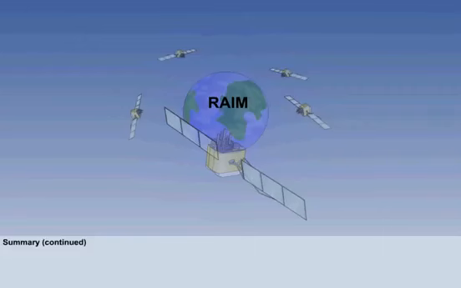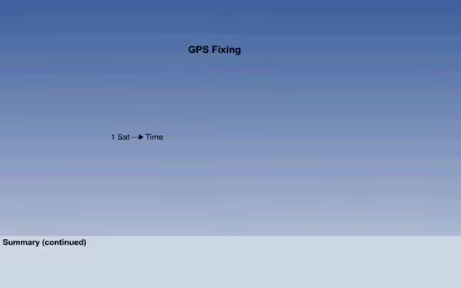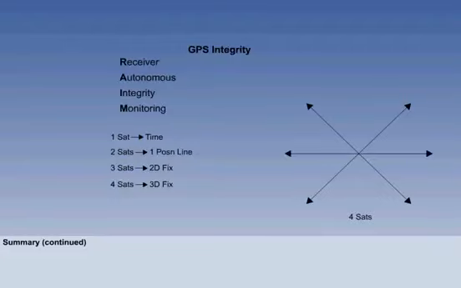RAIM stands for Receiver Autonomous Integrity Monitoring. One satellite gives you accurate clock time. Two give you a single position line. In reality, they would be curved ranges, but we're drawing them as straight lines for simplicity. Three give you a two-position line fix, but no cross-check. Four give you a three-position line fix. The third one would give you a 3D fixing.